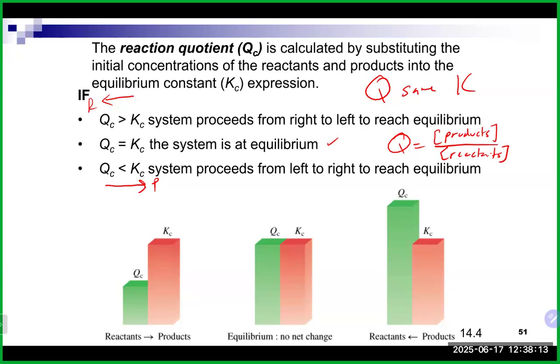So like I said, these are two situations where you calculate Q. Because Q is calculated the exact same way as K, the only way you're able to ever calculate Q is if you have all the information about everybody in the reaction. If you're only given reactants, there's no way you can calculate Q because you have no information about the products. If you're just given products, you can't calculate Q because you don't know about the reactants. But if you see a problem where you have concentrations or pressures of everybody, you can calculate Q because you have all the information to do so.